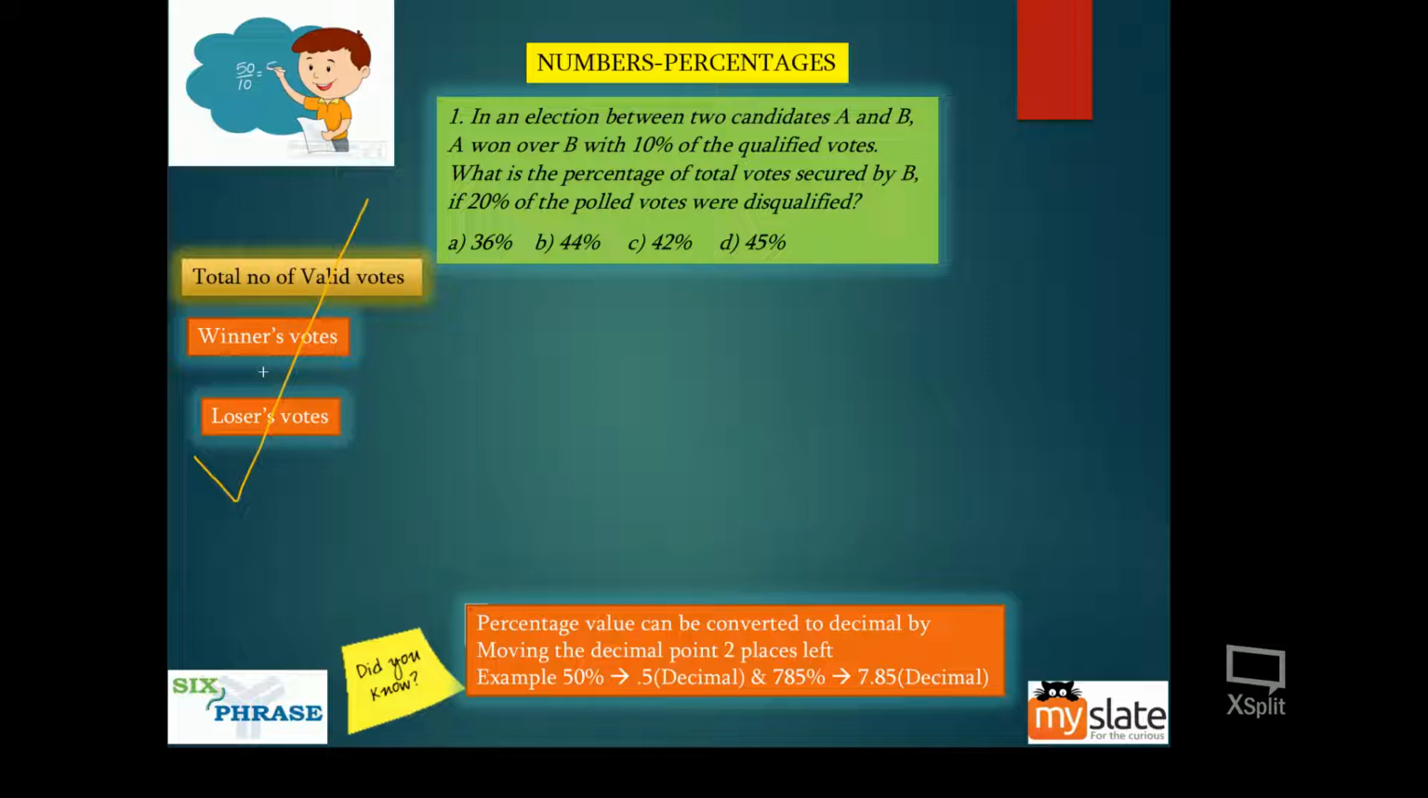So let us see what is given. In an election between two candidates A and B, A won over B with 10 percent of the qualified votes. What is the percentage of total votes secured by B if 20 percent of the polled votes were disqualified? Guys, in percentages always assume things to be 100. If nothing is given, assume it to be 100. Yes, you can solve the problems if you assume it to be 200 or 300, but calculations will be difficult.